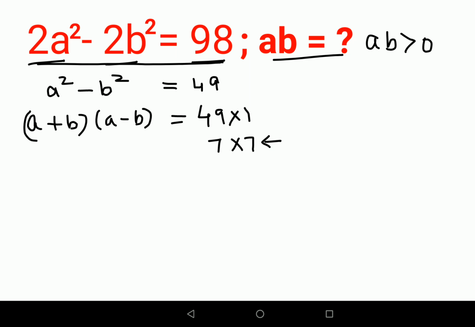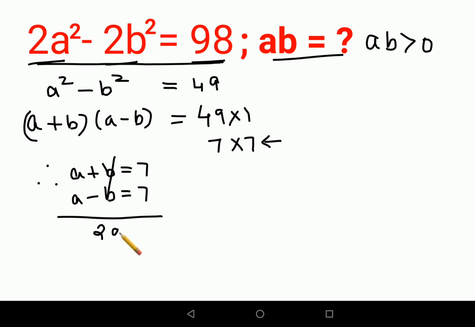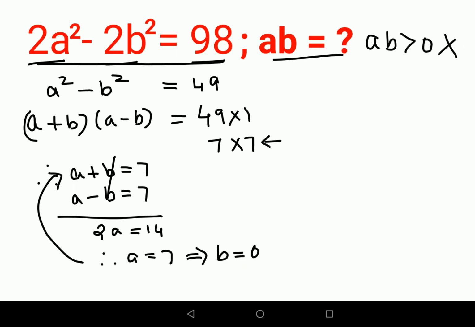So from here I can say therefore a + b = 7, a − b = 7. Adding the equations, b and b get cancelled, so I'll have 2a = 14. Therefore a = 7. When I put it over here, I can say from here b comes out to be 0, and that is not allowed. So from here I can say that this particular factor is a no-no for us.